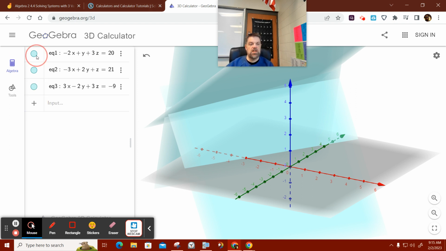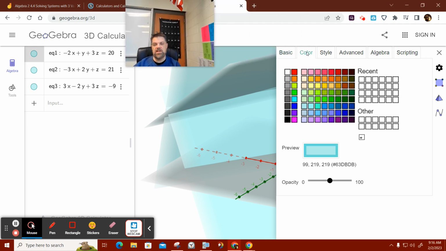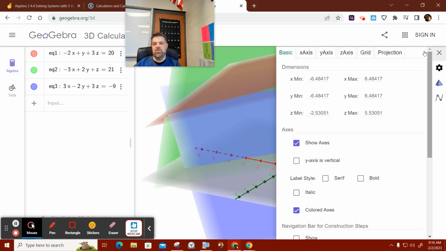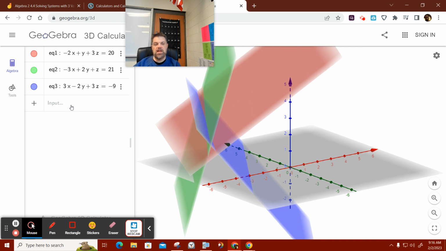I'm going to change the color real quick. Sometimes it's helpful. If I go to the settings, let me move my face out of the way. I'm going to make that one red, this one green, and this one blue. Then I'm going to try to figure out where it crosses. So now I can put a point here. I can move the point. I'm just going to say 1, 1, 1. And if you grab the point, you can move it over to where you think it's supposed to be.